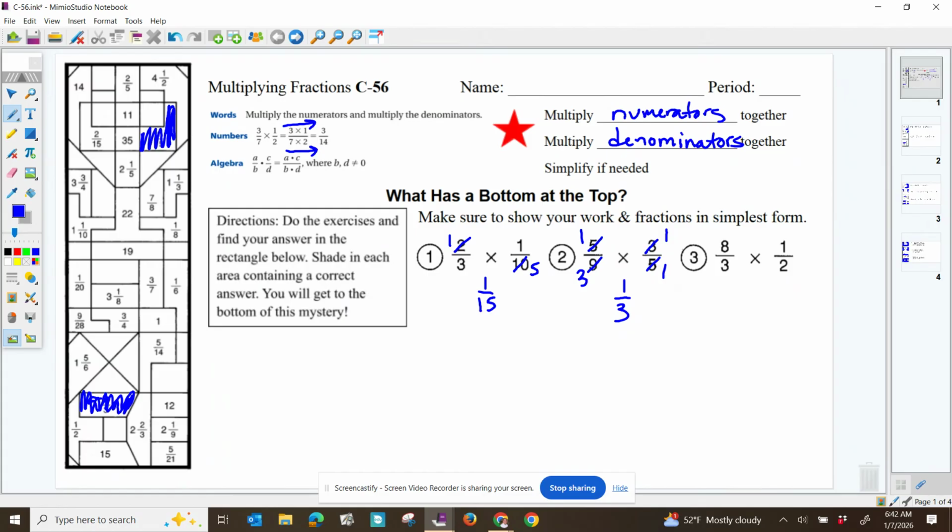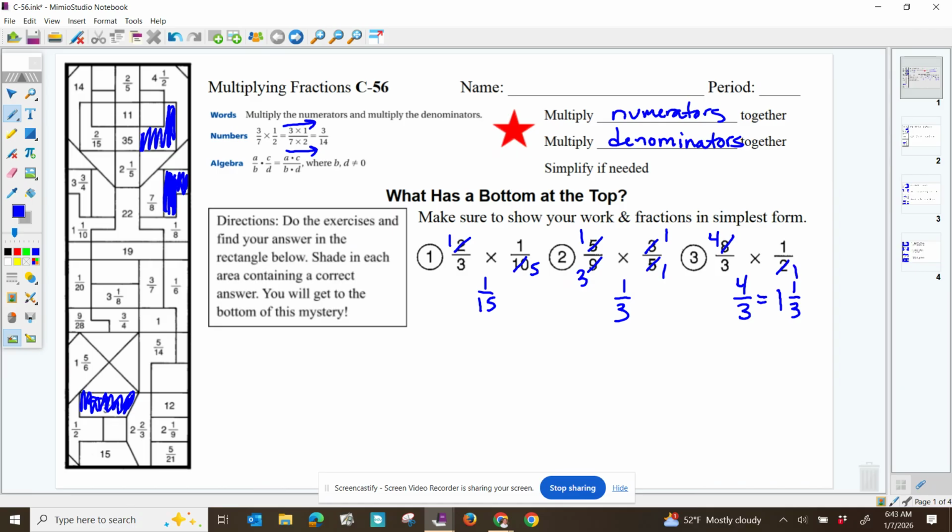And then lastly on this page, 8 and 2 work really well together. I divide by 2 over 2. I get 4 and 1. When I multiply, I get 4/3, but when I look for 4/3, it's not there. I had to know that 4 divided by 3 gives you a 1 and 1/3, which is over here in the middle.